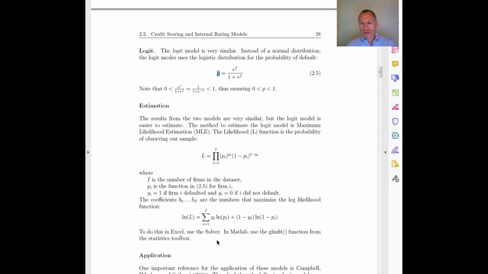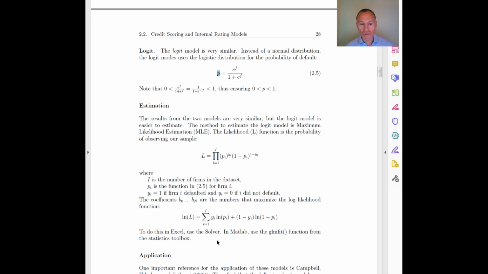So how do I estimate the model? Basically what I need is the following. I need to have a sample of firms. I need to know the ratios of the firms at the beginning of the year. So basically I need the balance sheet and the income statement of the firms at the beginning of the year. And then I need to know at the end of the year which firms have defaulted and which firms have not defaulted.